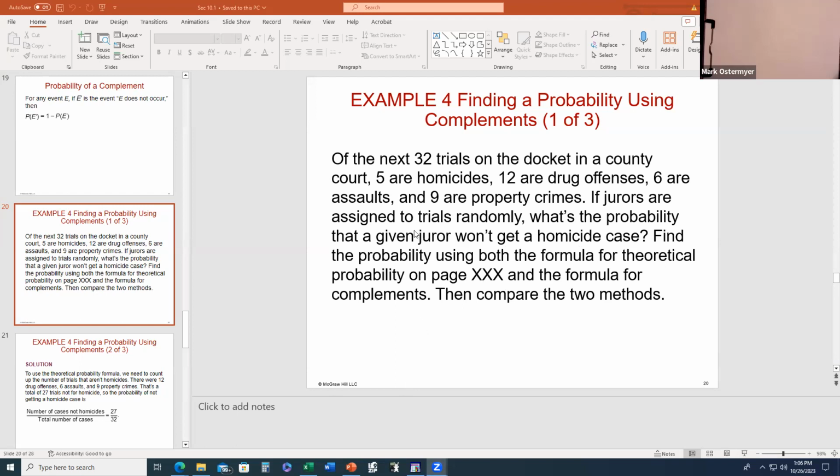All right. So we have 32 trials coming up, correct? 5 are homicides, 12 drug related, 6 are assaults, and 9 are property crimes. What does 5 plus 12 plus 6 plus 9 add up to? What do you think they should add up to? Well, they should sum up to 32, correct? All right.